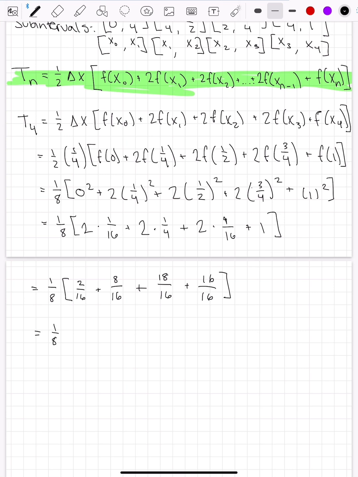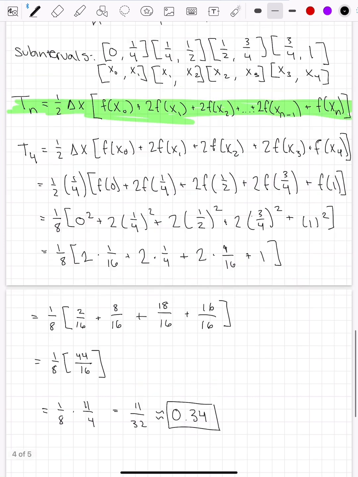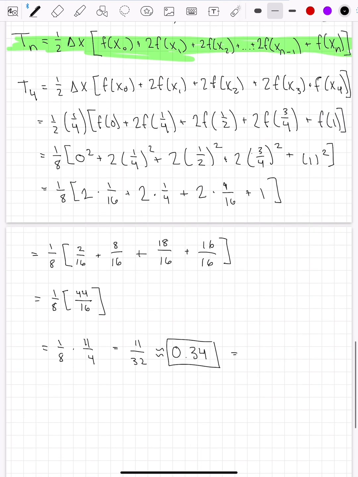So this is 1/8 times 44/16. We know that we can divide 44 and 16 by 4, so this simplifies down to 1/8 times 11/4, which is 11/32. We just multiply straight across, which is approximately 0.34. And that's our approximation for the integral from 0 to 1 of x squared dx.